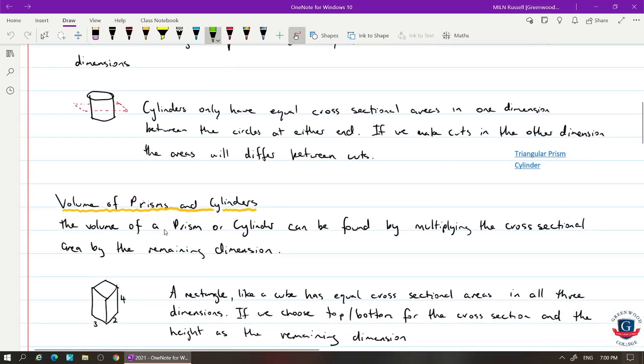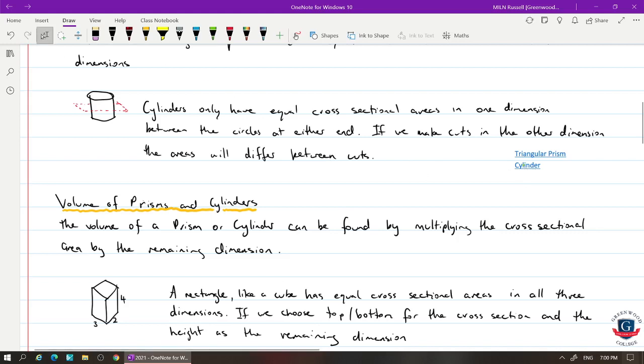Cylinders are a little different. If we did a vertical cut, on the far left-hand side, the cross-sectional area would be fairly small. As we get to the middle, it would be the biggest, and as we get to the end, it would be the smallest again. And we can see that here, if my little link works.